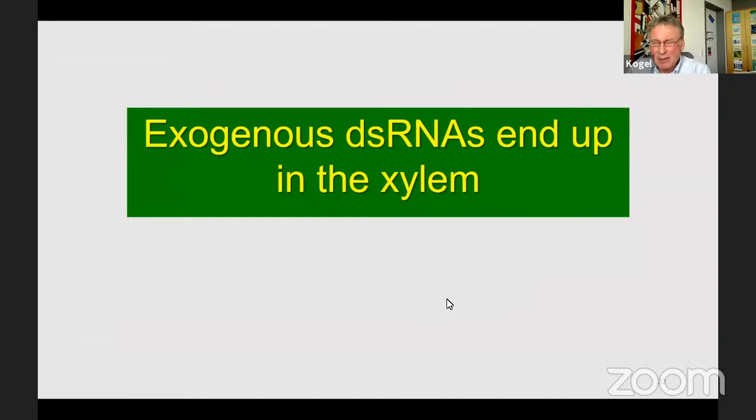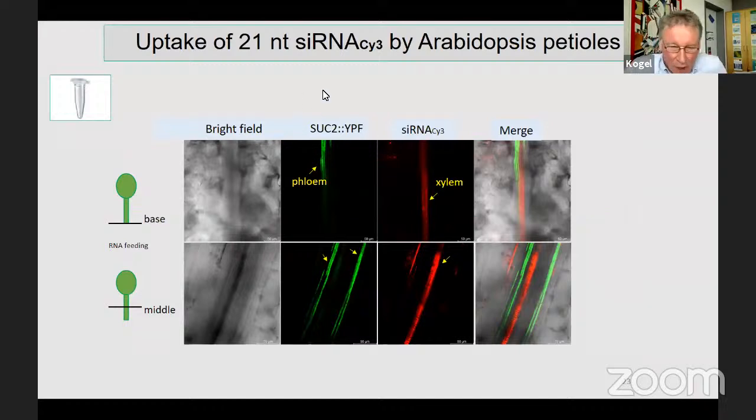So I come to the end by just discussing if we use a double-stranded RNA and if we sprayed, we use the term exogenous double-stranded RNA. It comes from the outside. And the question is where it ends up in the plant if you spray plants. Not only spray, if you apply to plants. And here you see an experiment with Arabidopsis, where we fed Arabidopsis via the petioles with double-stranded RNA, and then we checked where is the RNA afterwards.